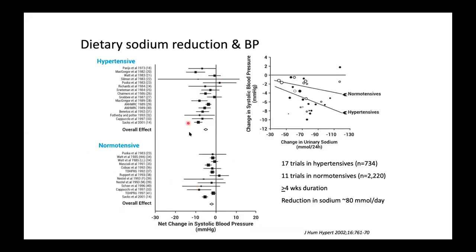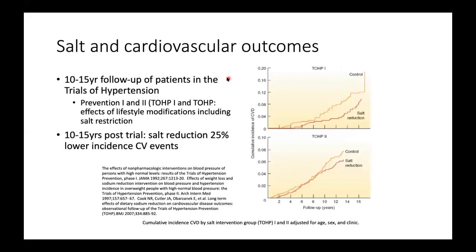And then it was seen that a large number of meta-analyses have shown that dietary salt reduction leads to a decrease in blood pressure. And this salt reduction also leads to a reduction in cardiovascular mortality as well as morbidity.